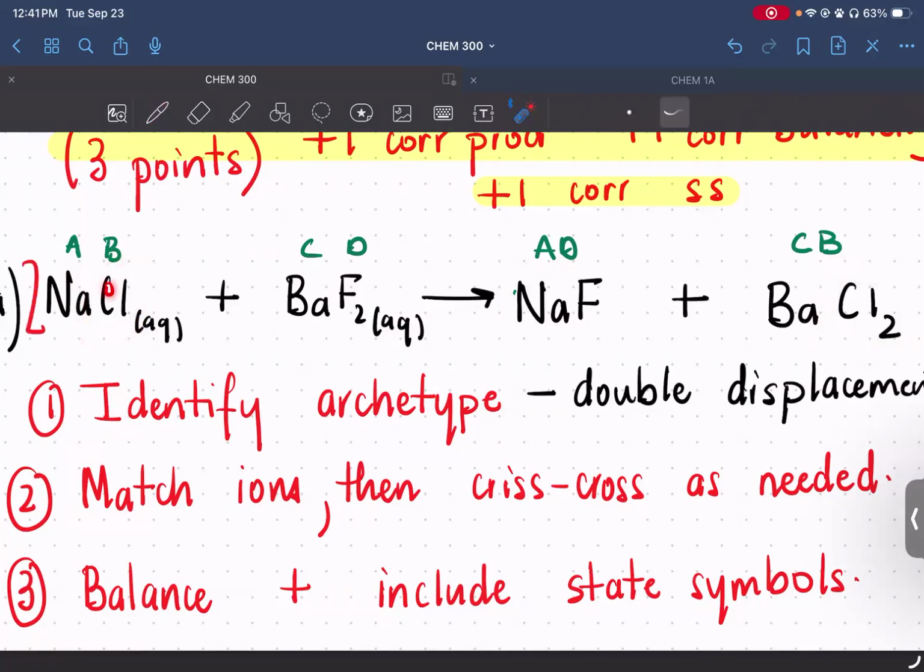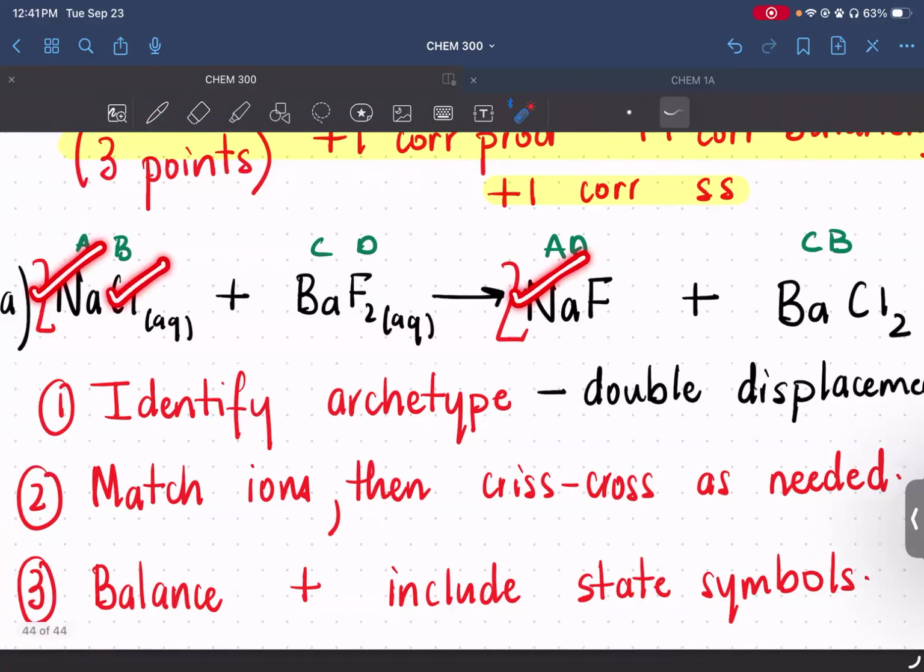In doing so, we have balanced chlorine, but guess what we also did? We messed up sodium. Now there are 2 sodiums on the left, but only 1 on the right. That's not a big deal. Just put a 2 in front. Now the sodium is balanced. The chlorine is balanced.